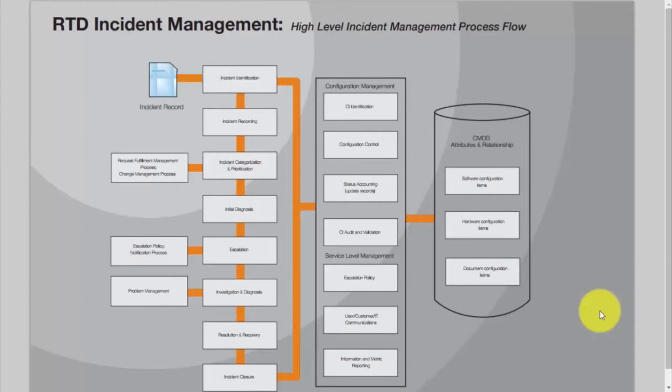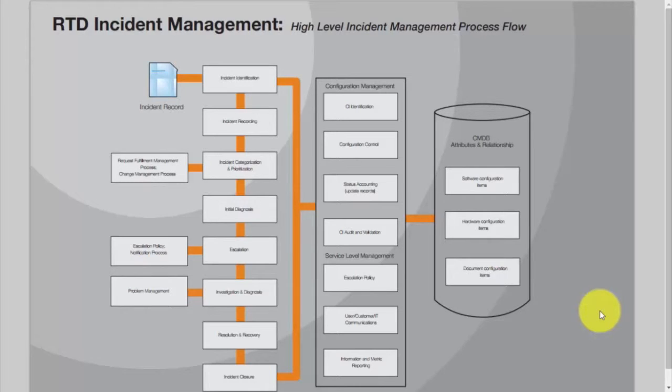This is a look at the high-level incident management process flow. In this diagram, we can see the individual steps that relate to incident management, as well as a relationship map that shows the relationships between the processes used within this program as it seeks to deliver its products and services. So let's begin with a look at those relationships to other processes.